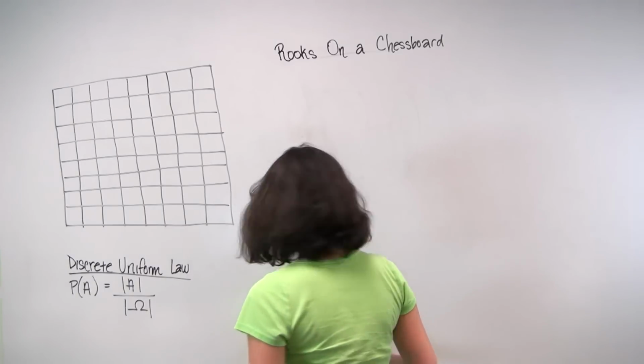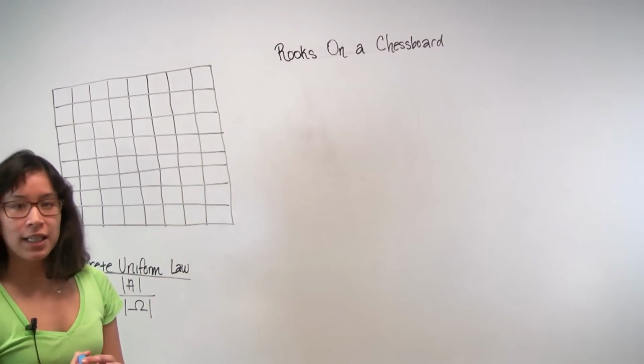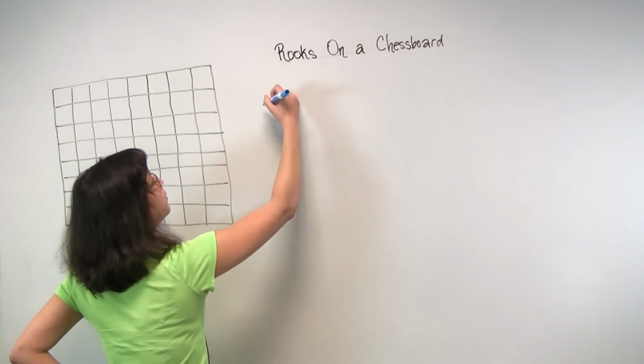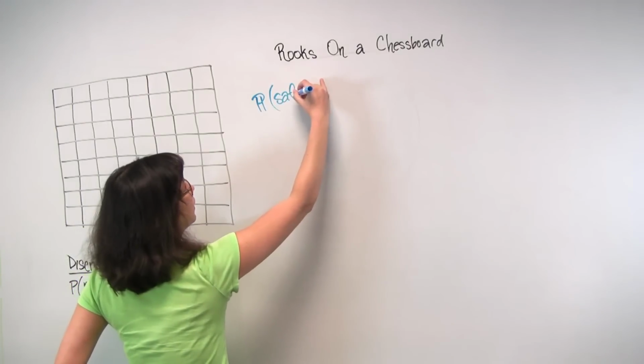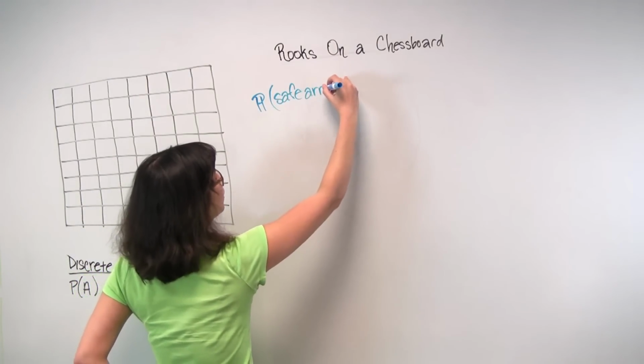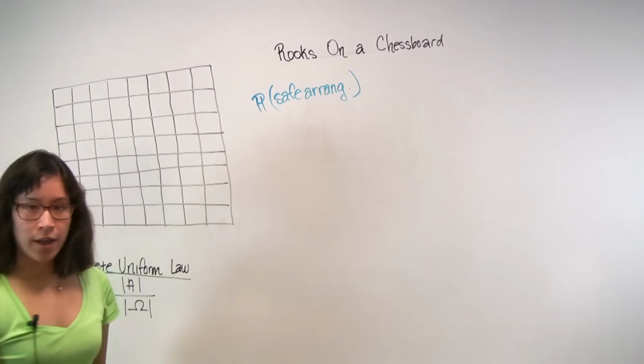So let's see, where did my marker go? I've been talking a lot and I haven't really been writing anything. So our job is, again, to find the probability that you get a safe arrangement. I'm just going to write "arrange" for short.